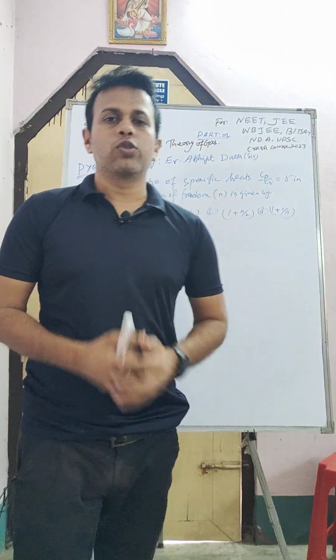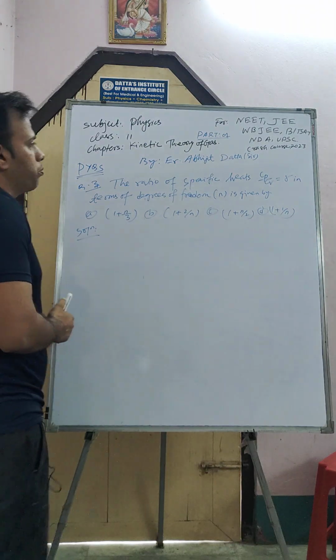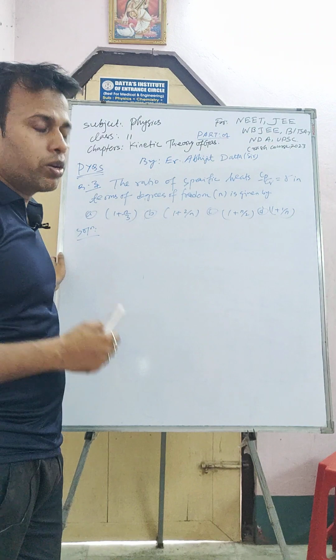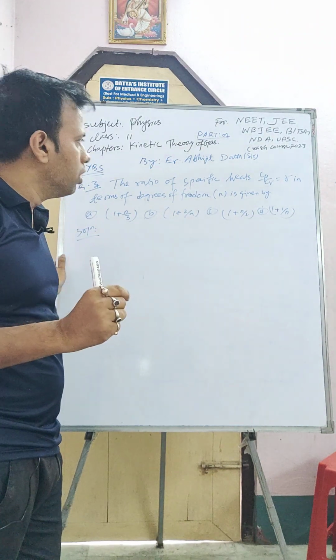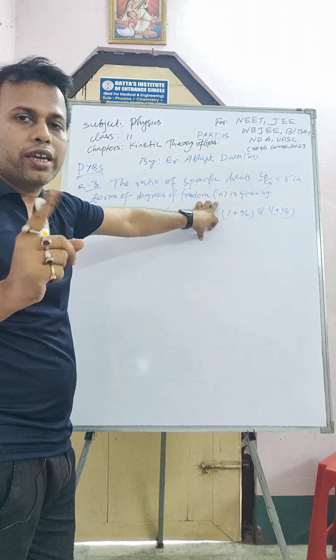So students, our next question, question number 3, is: the ratio of specific heats, that is Cp by Cv, equal to gamma, in terms of degrees of freedom. So we have to find out the value of gamma, that is the specific heat ratio in terms of degrees of freedom n. Okay, here degrees of freedom is n.